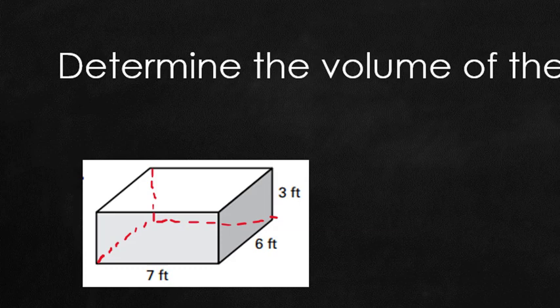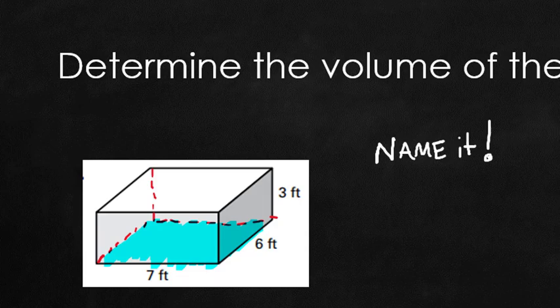Well, the first thing we need to do is name it, and the way that we name it is figure out what's the base. And the base of this figure is a rectangle. It just happens to be in this example that it's sitting on the rectangle. That's not always how you know what the base is. Remember, the base is determined by the parallel faces. So there's 6 parallel rectangles, so any of those could be the base.